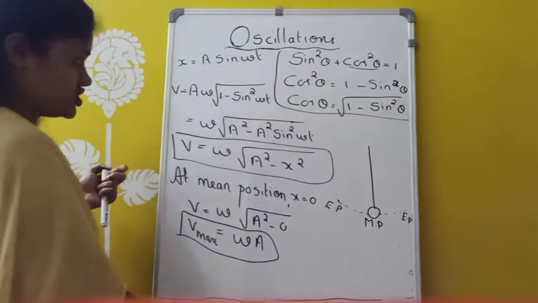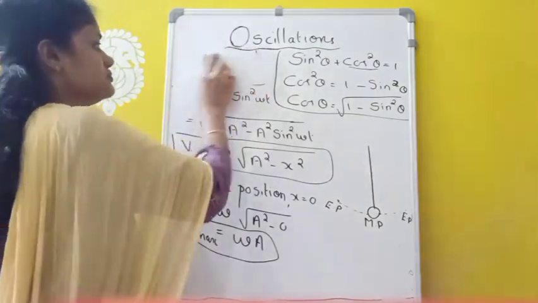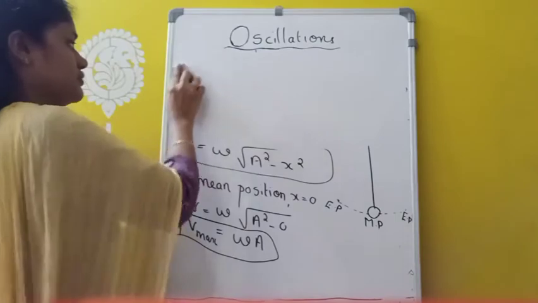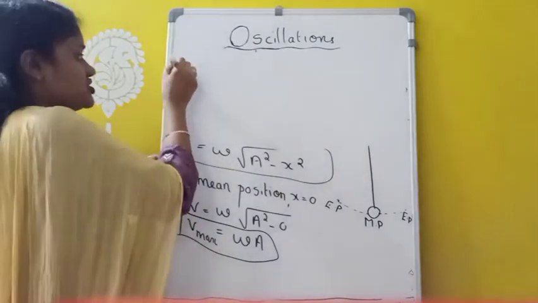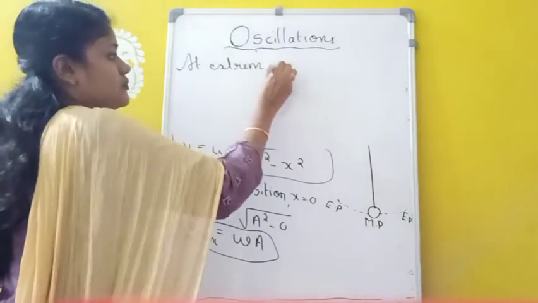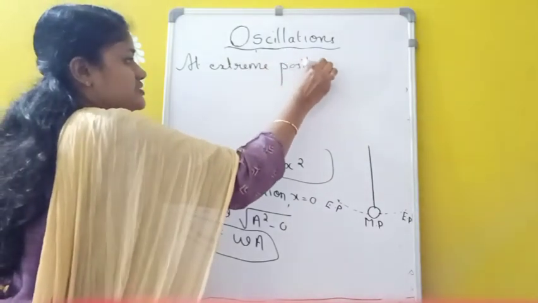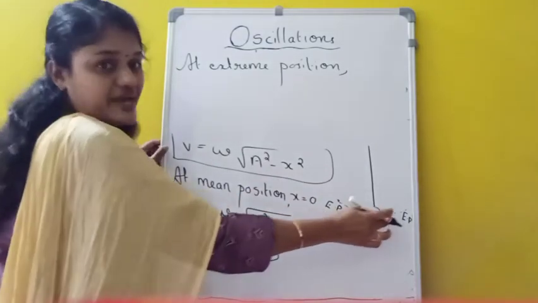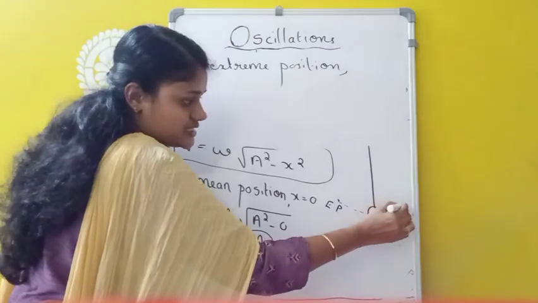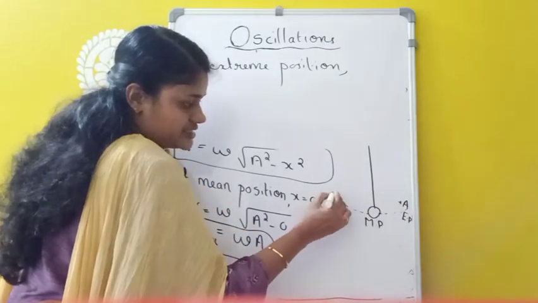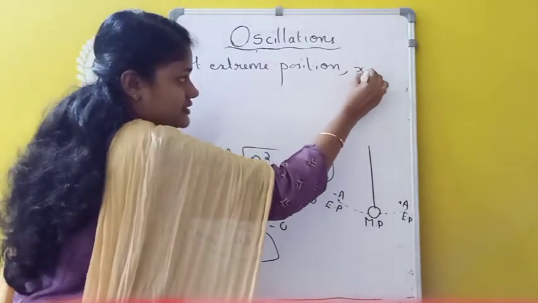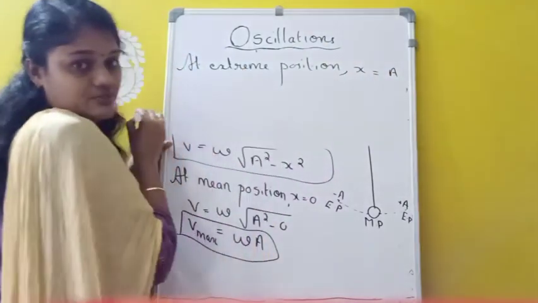Similarly, at the extreme position, what about the displacement? It is maximum. Maximum displacement is called amplitude. This is plus a and this is minus a. So at the extreme position, x can be written as a, the amplitude. x is maximum.